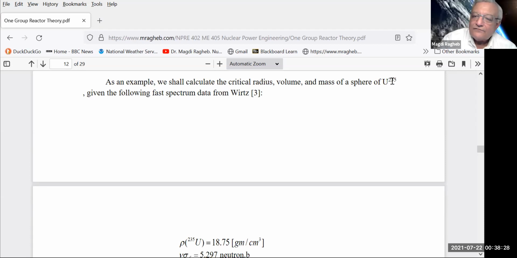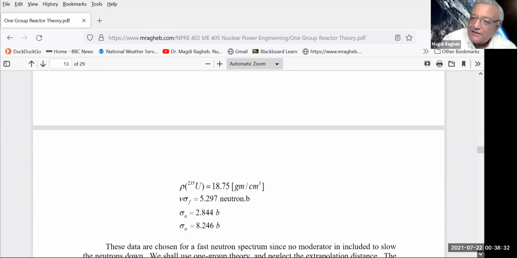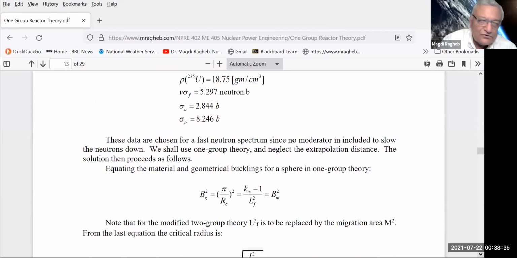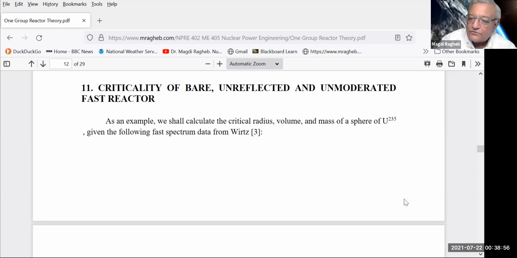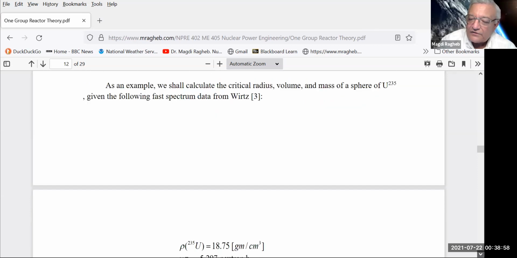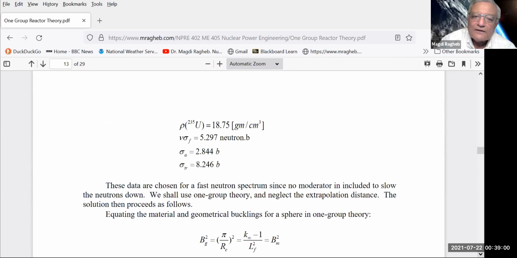And for uranium-235 with no moderator, we take the cross-sections only in the fast region, where the neutrons are below 2 million electron volts, but not thermal neutrons. In that case, the absorption cross-section is 2.840. The transport microscopic cross-section is 8.2. This data is from a reference, Wirtz, a book that a German scientist, Mr. Wirtz, wrote for the design of fast reactors, where sodium is used as a coolant.